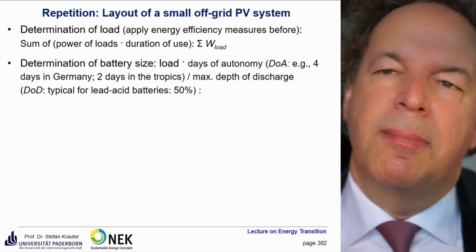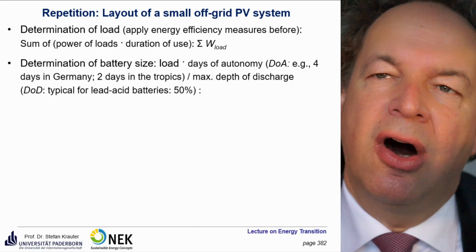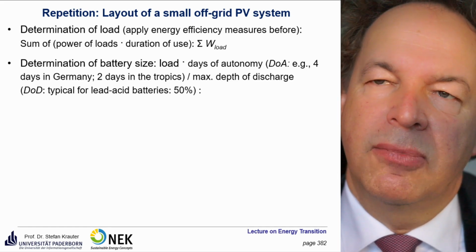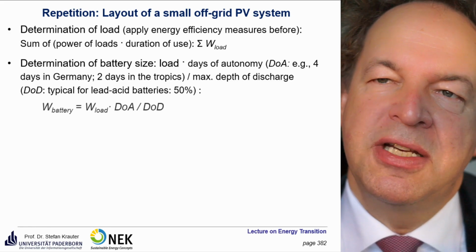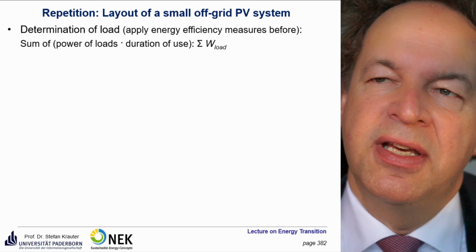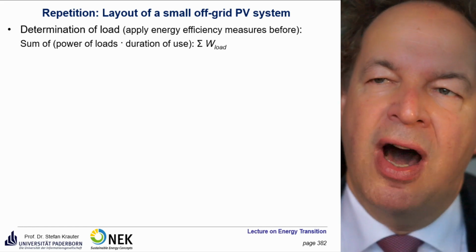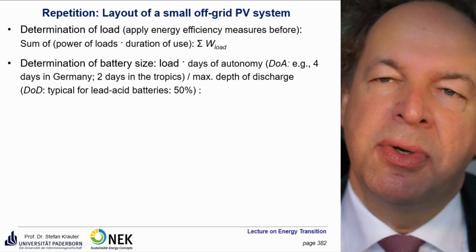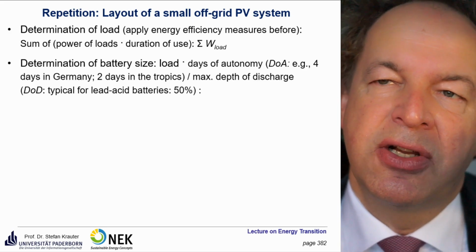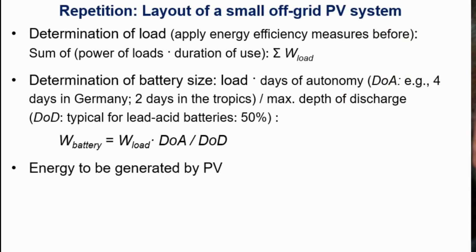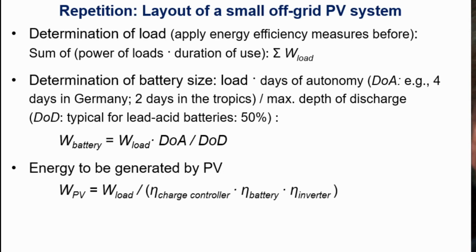So just a short repetition, a layout of a small off-grid PV system. So this was our recipe, how we proceed here. So we first determined the load. We did already. So we have these light bulbs, the number of hours, the number of light bulbs, and we consider the load. Then we determined already the battery size. It includes the days of autonomy, the depth of discharge, and so on. This we also calculated. Then we have to calculate the energy to be generated by PV.